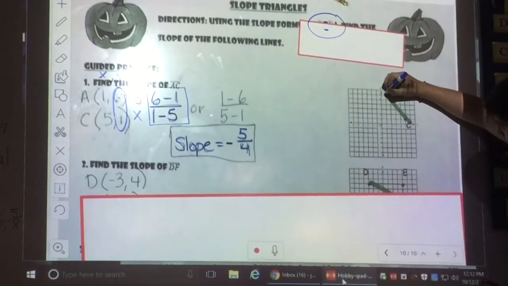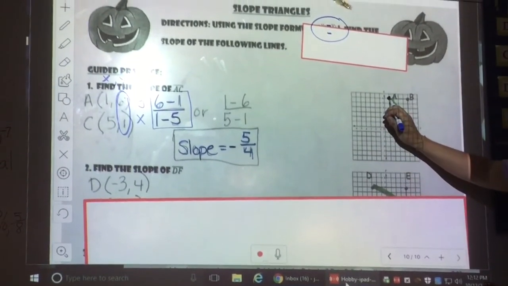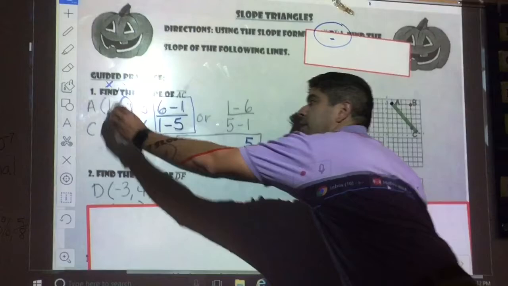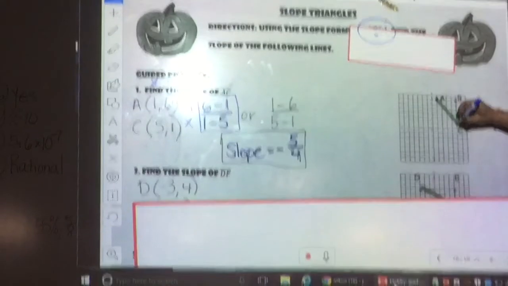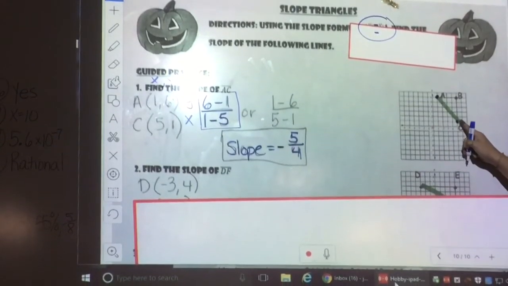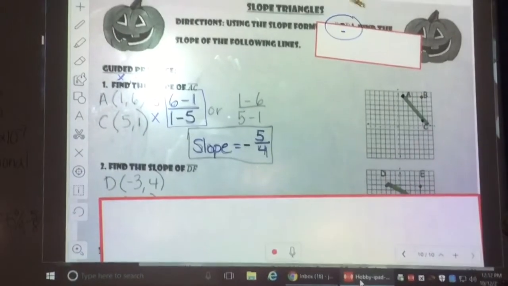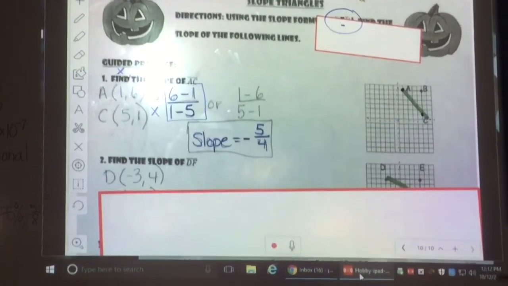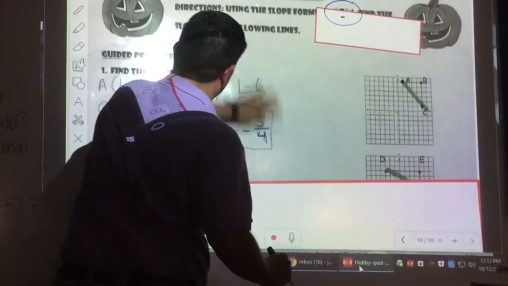For A, right here, you go over 1 and then up 6. That's how we got 1, comma 6. And then for C, right here, we went over 5 and then up 1. That's how we got 5, comma 1. That's the kind of stuff you did in 7th, 6th, 5th grade. Alright, let's move up.